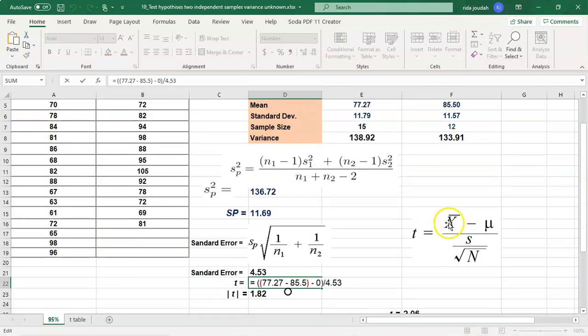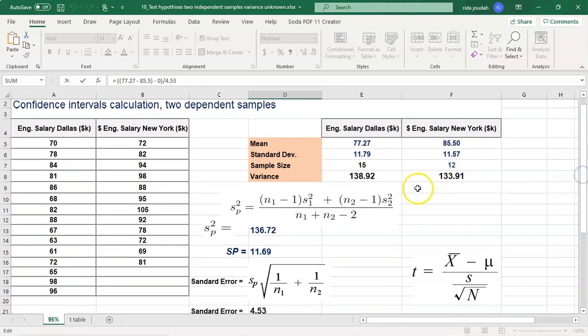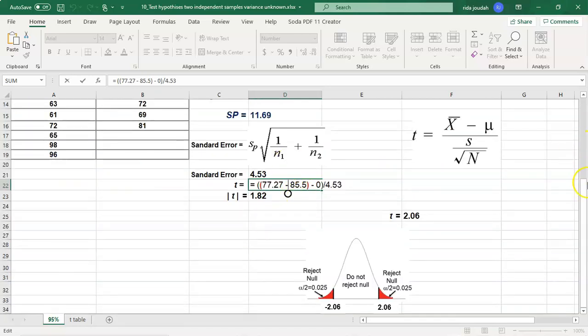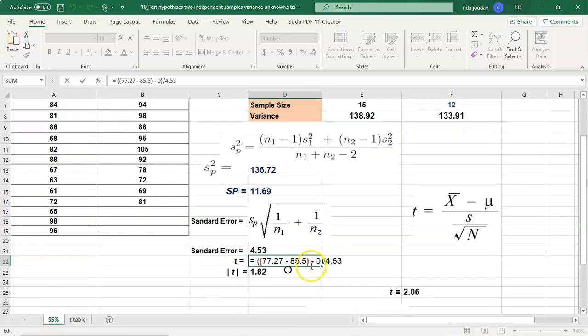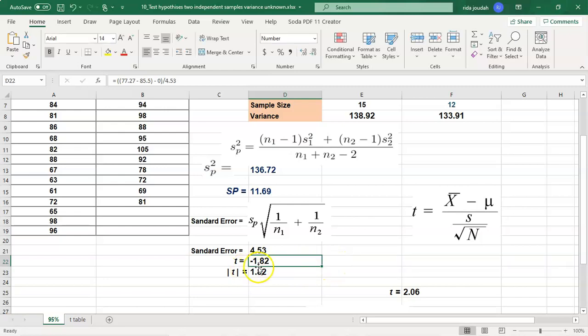X bar here, which is the difference, 77.27, which is the mean of the sample in Dallas, minus 85.5, which is the sample mean salary in New York. And because the hypothesis says here there is no difference, we are typing minus 0 based on the alternative hypothesis that we want to test, divided by the standard error. So the value that we found is minus 1.82, and the absolute value for t is 1.82.